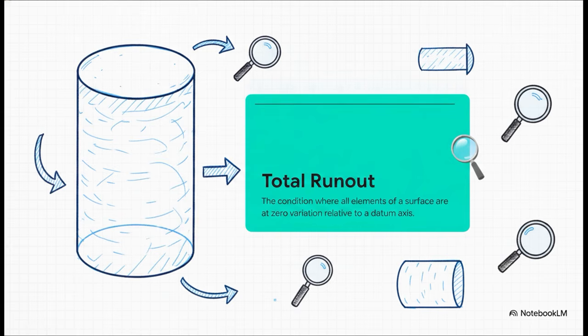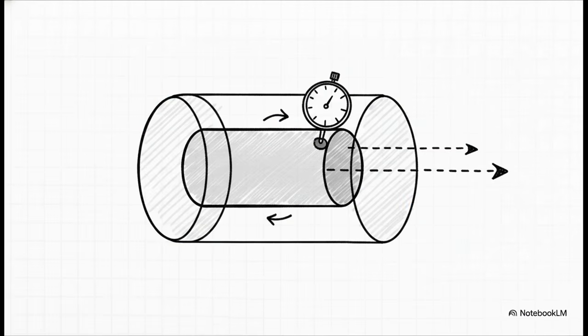Notice the subtle but massive change in the text here. It's the condition where all elements of a surface are at zero variation, not each circular element, but all of them. We're shifting from a 2D slice to a full 3D surface. Total runout applies to the entire cylindrical surface simultaneously. Because of that, the tolerance zone totally changes. Instead of two coaxial circles, total runout is bounded by two coaxial cylinders. It literally forces every single cross-section of that shaft to live within the exact same two cylinders.